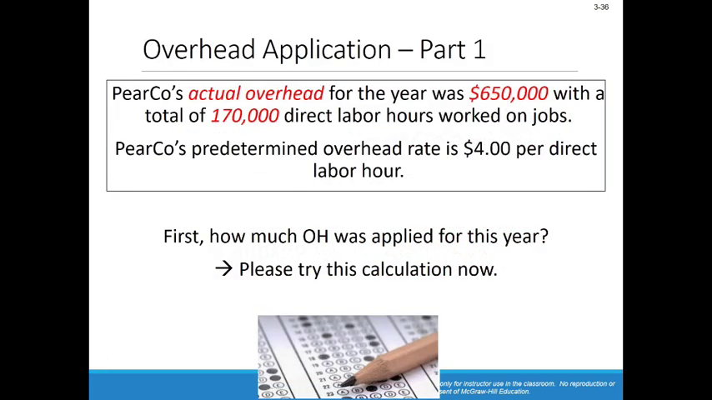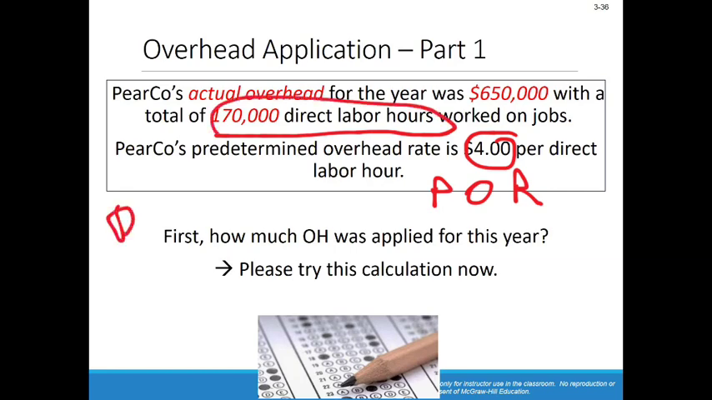We have a company called Pear Company, and this problem kind of works in reverse, which is a little frustrating for students, but let's look at what we actually need to think of. First of all, they have a POR of $4. This is the POR, and it was already calculated for you. Again, as we talked about in class, sometimes it is calculated for you. And they actually had direct labor hours. So direct labor hours, DLH, is your cost driver.